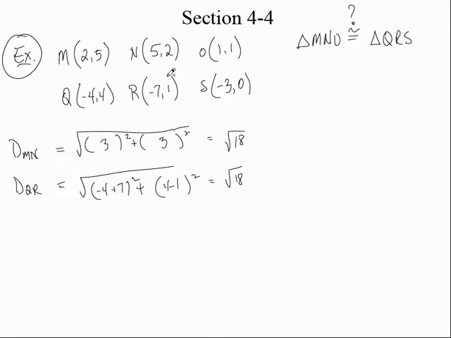So that's one set of sides. Then you have to do the same exact thing for NO and RS, to see if they're equal to each other. And then you do the same thing with MO and QS. Do you see that? Ooh, I better hurry. All right, so that's it. Have fun.